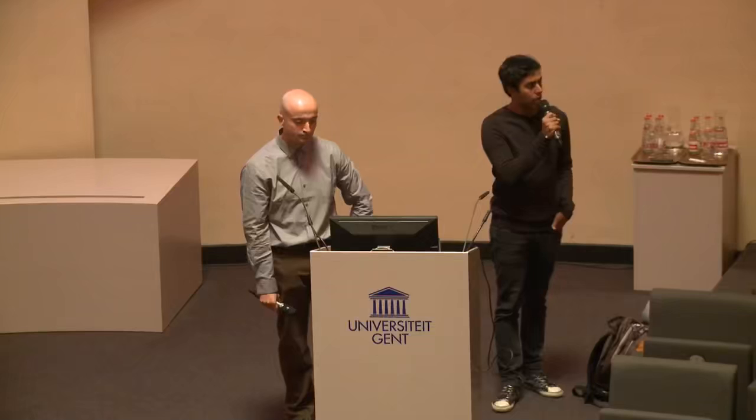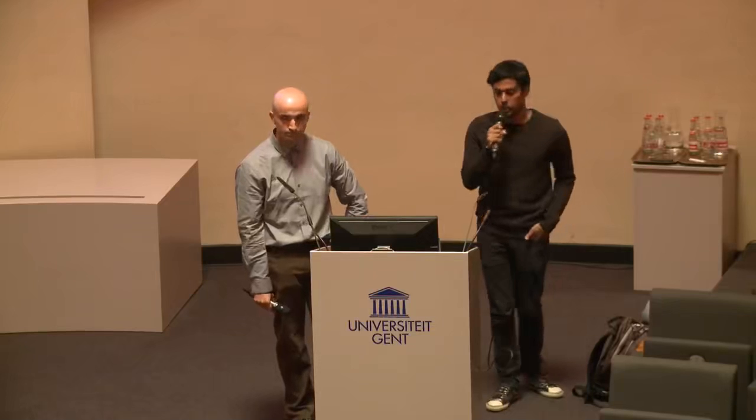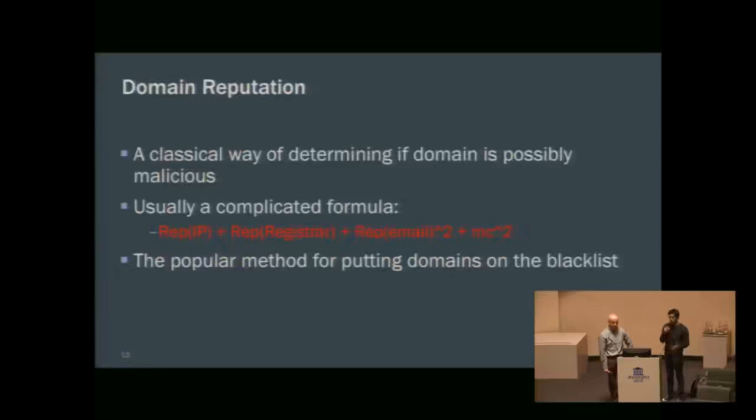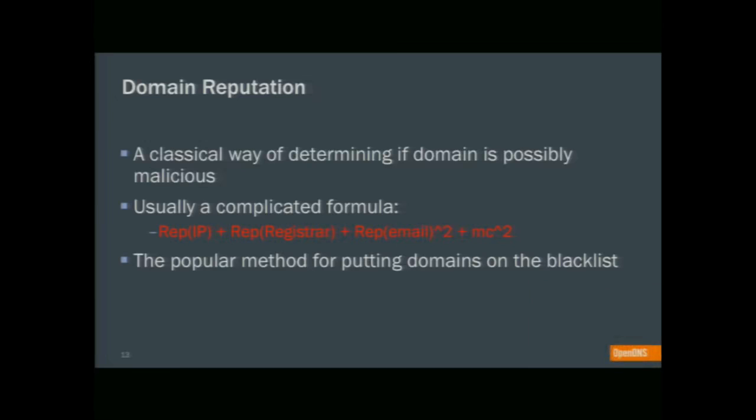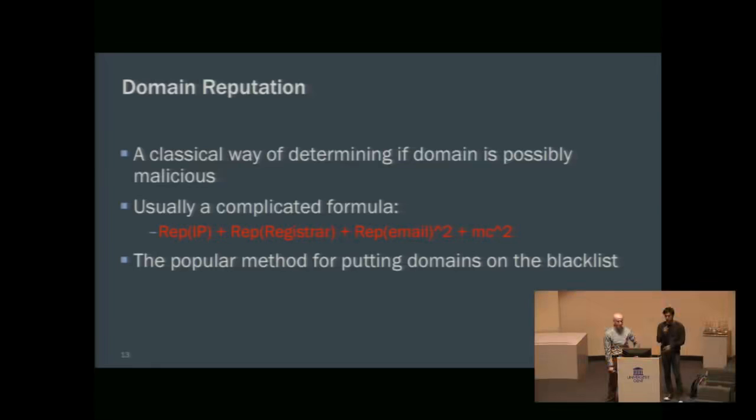So the most popular method is domain reputation, it was talked about. And it's a method that's been used for the last 10-15 years by security companies, where there's some sort of complicated formula involved in identifying whether a domain is good or bad. So they look at the reputation of the IP, the registrar, the registrant email, and some other crazy terms, and then they come up with the score. And then if the score is over some threshold, they add it to the blacklist.